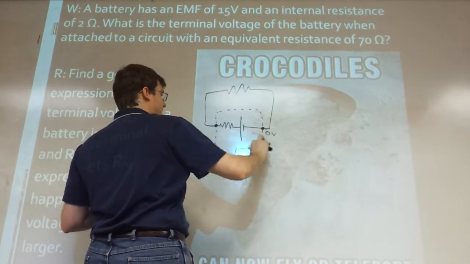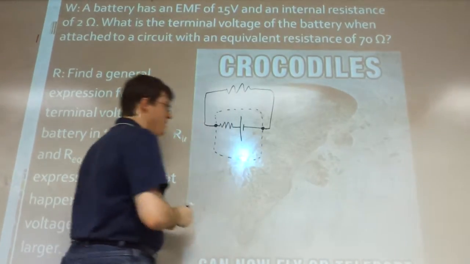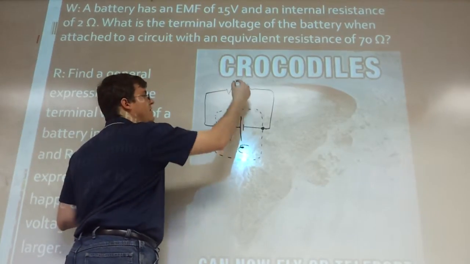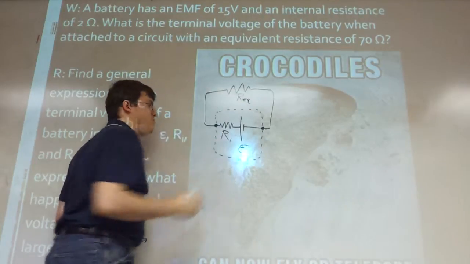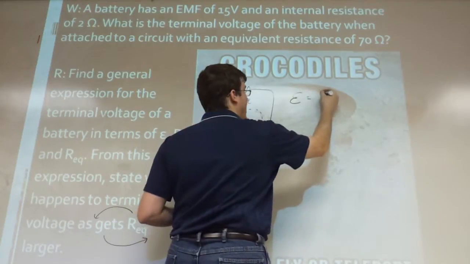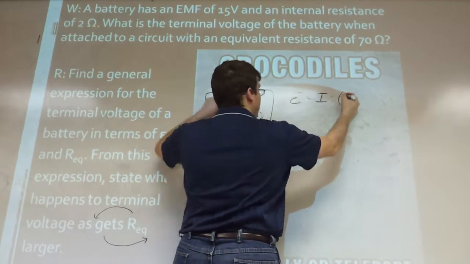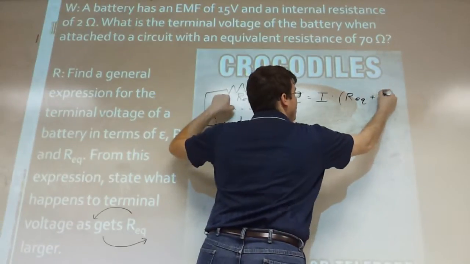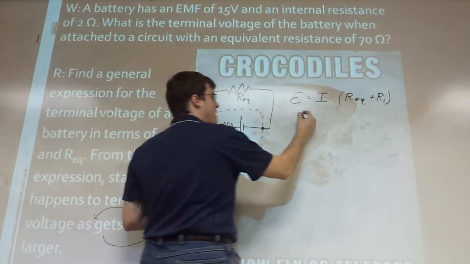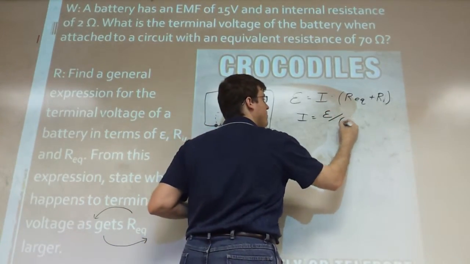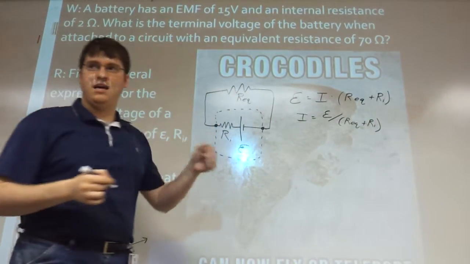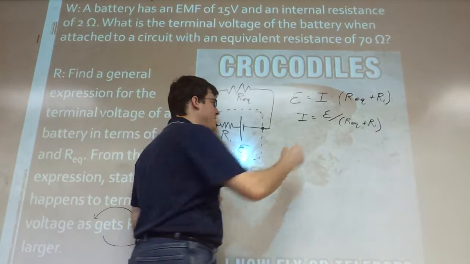So I'm actually going to keep the same diagram. Because my battery, that's my EMF. This is my R internal, and this is my R equivalent. Solve it exactly the same way. EMF equals I times R, where R is R equivalent plus R internal. Then solve for I. I equals EMF over R equivalent plus R internal. Take that and find the potential drop across our internal resistor.